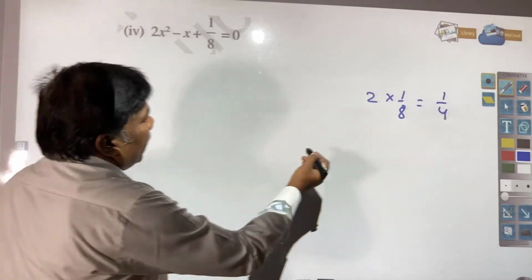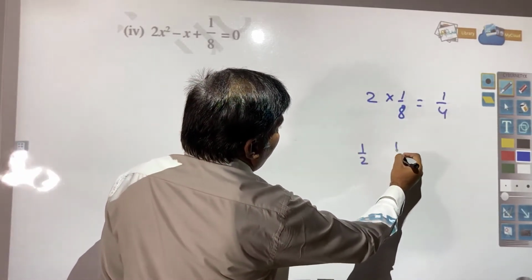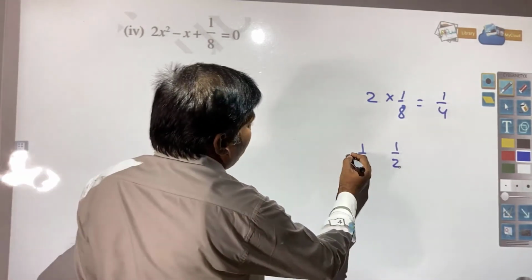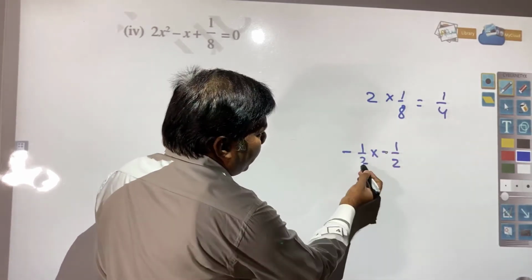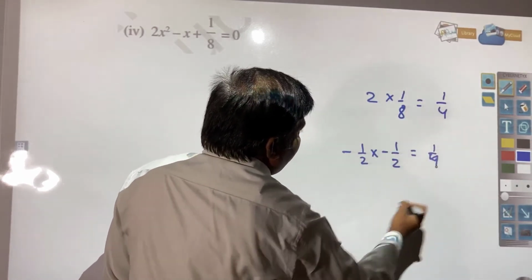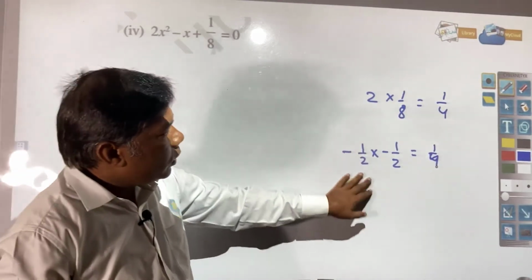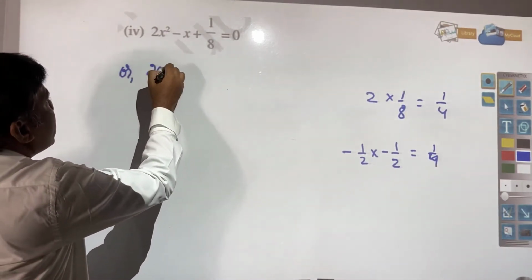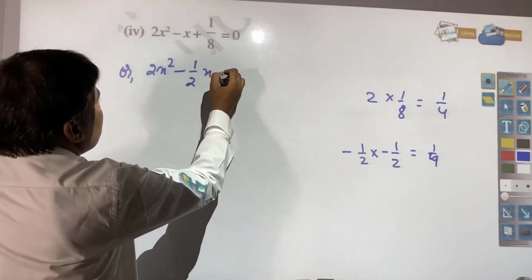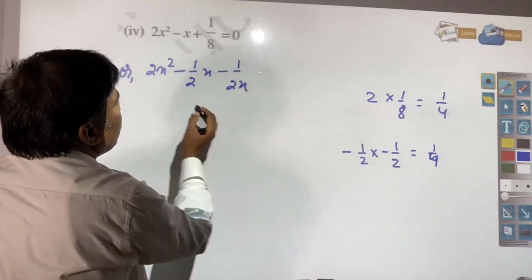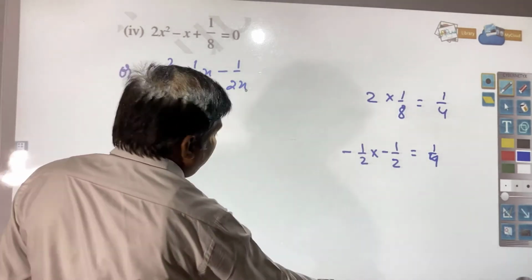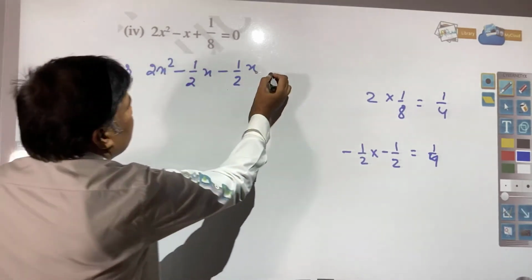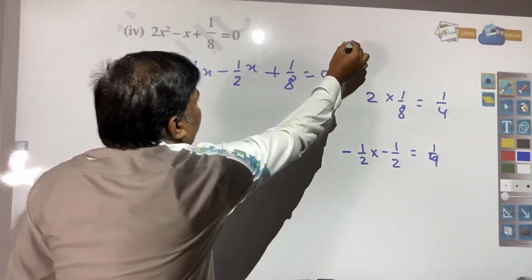Here you see, 1 by 4 can be written as 1 by 2 and 1 by 2, minus 1 by 2 and minus 1 by 2. If you are multiplying, you will get 1 by 4, and if you are adding, you will get minus 1. So here we can write 2x square minus 1 by 2x minus 1 by 2x, minus 6 plus 1 by 8 is equal to 0.